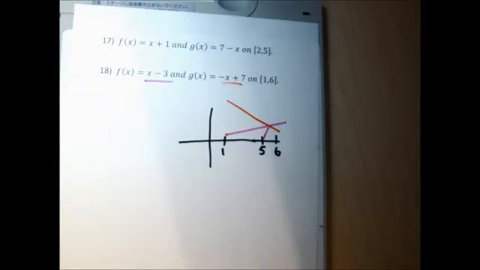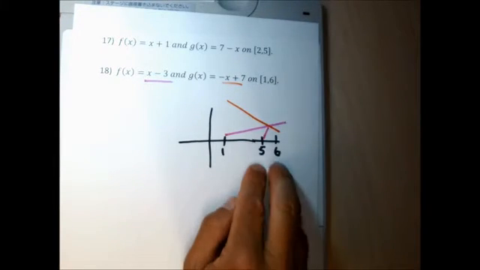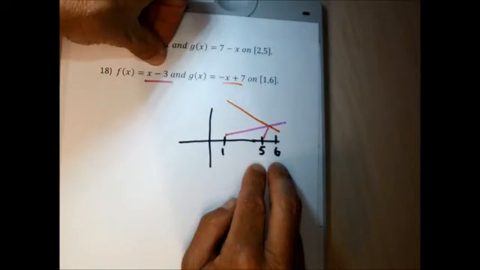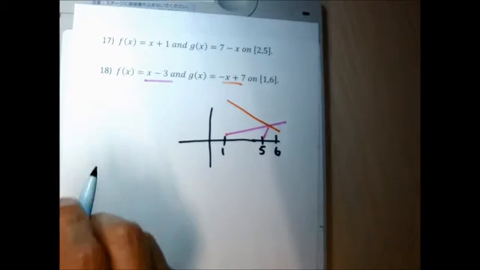So I have to do 2 integrals. One's going to be from 1 to 5. The other is going to be from 5 to 6. The first integral, the top function is the g, and the bottom is the f, and then they switch. So I'm going to have to do 2 integrals.